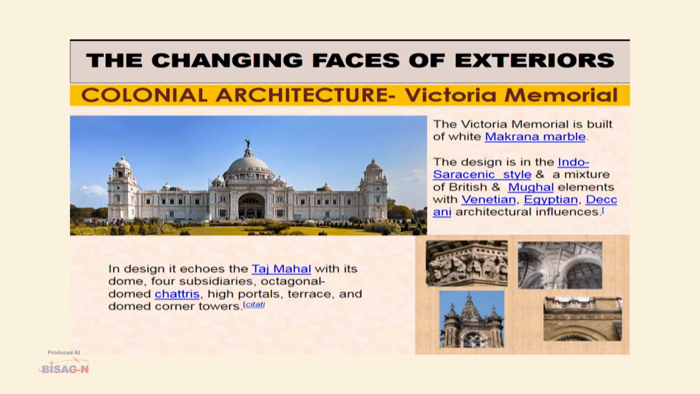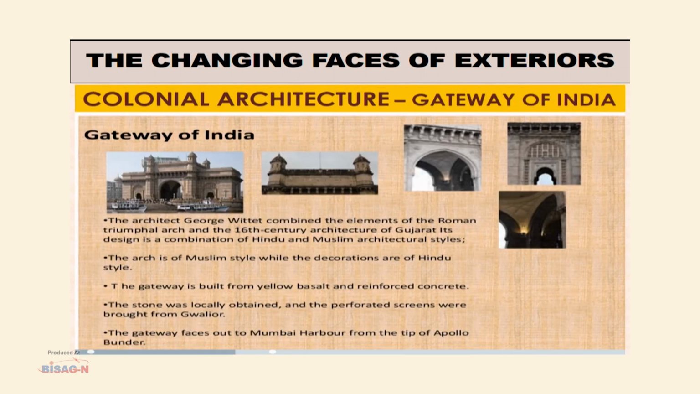A typical example is the Victoria Memorial in Kolkata. This was one of the very early buildings of colonial architecture. It was more inspired by the Taj Mahal. This building was built with Makrana marble. So, we see the Indo-Saracenic style and a mixture of British and Mughal elements in these elevations. And extensive motifs and carvings were also used in these buildings.